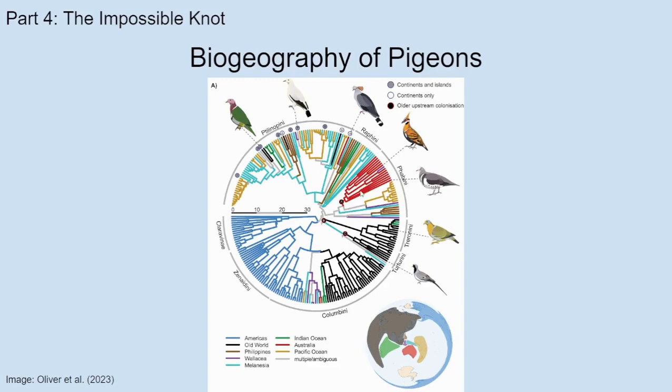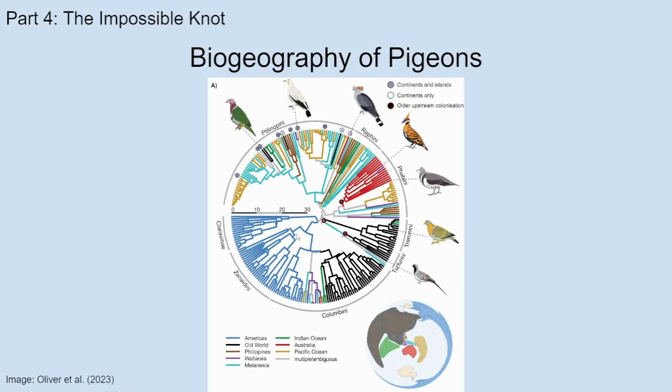And the same thing goes for dispersing from Melanesia to Australia. So there's one big radiation of Australian pigeons. Australia is represented by red here. So you can see there's one big radiation here descended from a single colonization event. But in many of the other cases where pigeons have spread to Australia, they haven't led to many different species appearing from that event, and so it is quite difficult.